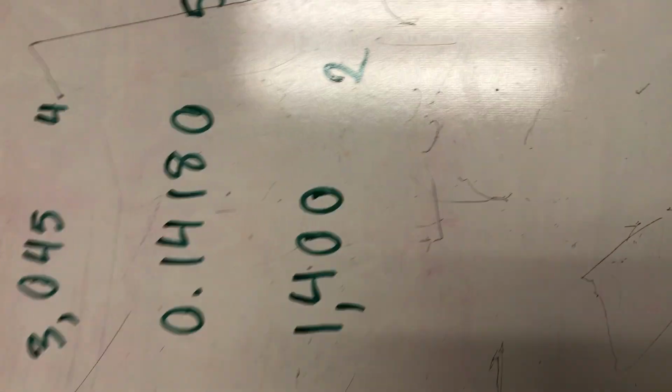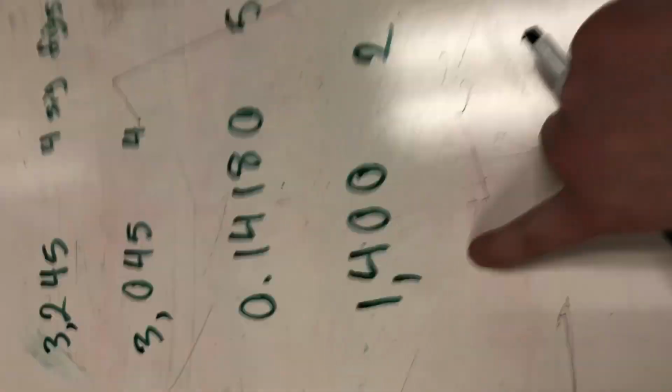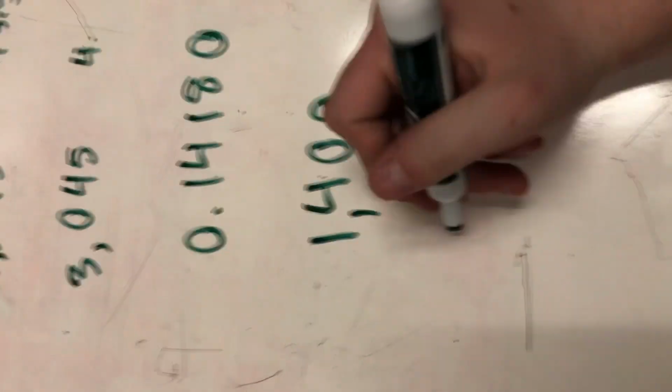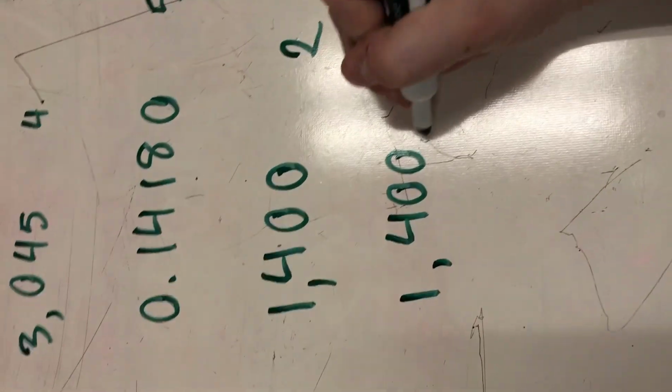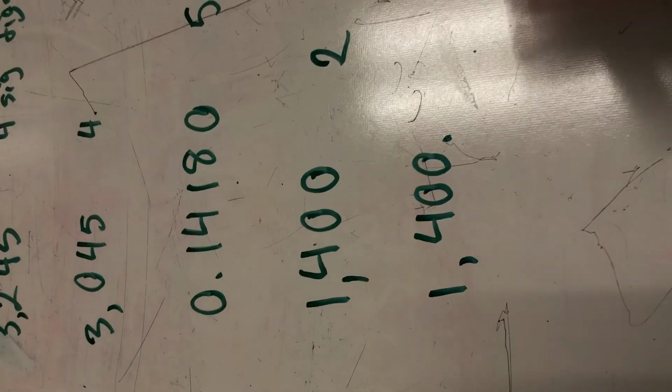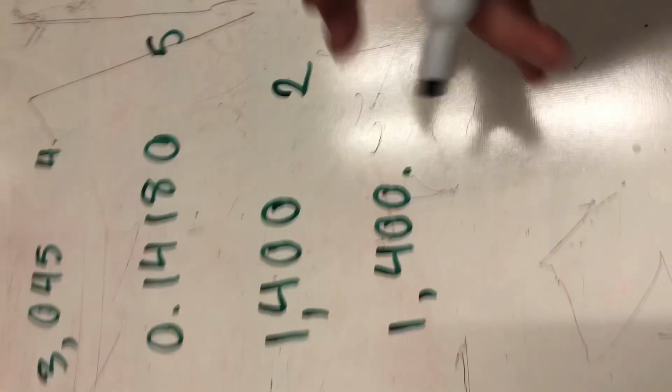Something else is that sometimes you get a number like this, but it does have 4 sig figs, and the way you would show that is by putting a decimal point at the end, which indicates that all of these numbers are significant.